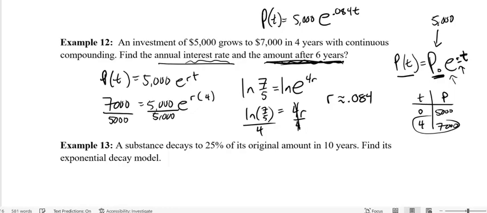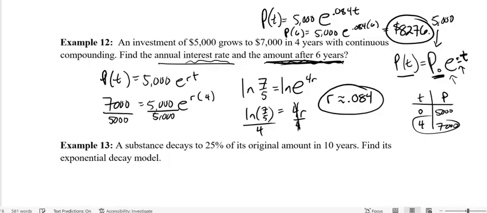And the question is, how much after 6 years? So that would just be input 6. I run that through my calculator, and I get approximately $8,276. So that's the answer to my second question. This was the answer to my first.